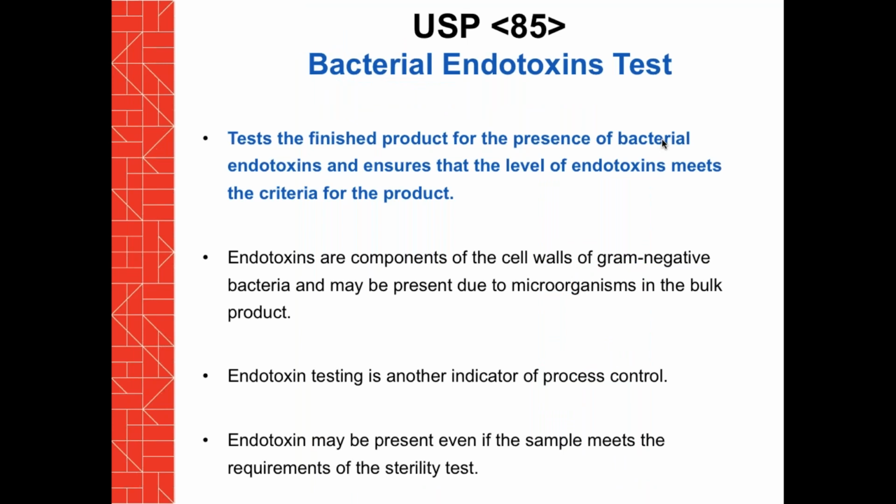Bacterial endotoxins, USP 85. These test the finished product for the presence of bacterial endotoxins, to ensure that the level of endotoxins meets that criteria. Bacterial endotoxins are known to cause a pyrogenic reaction in the patient when they're present in a pharmaceutical product at levels that exceed that which has been defined as safe by the FDA.